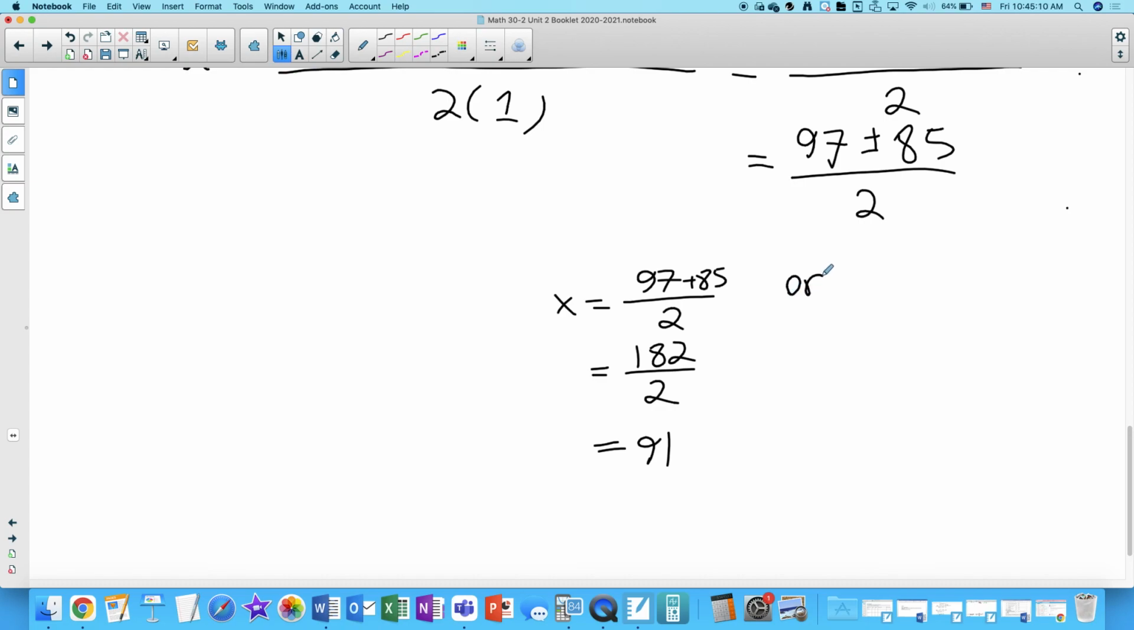Or x equals 97 minus 85 over 2, which is 12 over 2, which is 6. Okay, so we got two solutions here. We need to answer this question of how long does it take Stuart to deliver the flyers alone? It can't be 6 because 6 is lower than 13. Can't be 6 because if it's 6 minutes, then Lucy's time is negative.